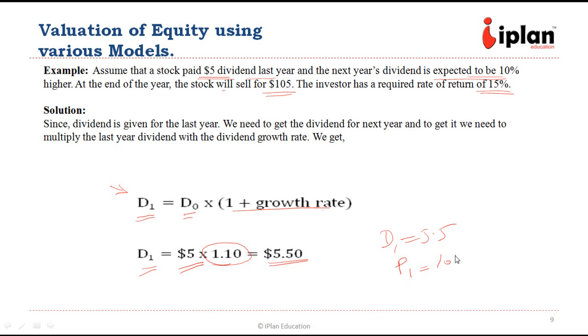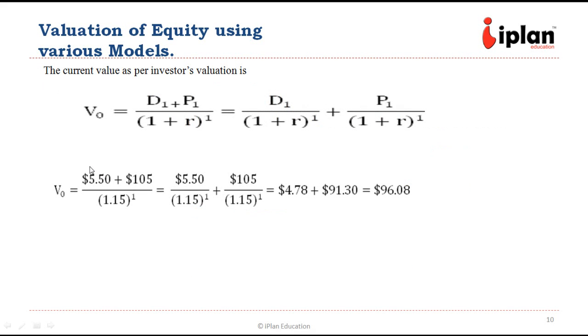The expected rate of return is 15%. So we already know the formula: V0 equals D1 plus P1 divided by 1 plus R. Here we have D1, P1, and the value of R. So we can calculate these values. It is $96.08. So if the price is greater than V0, suppose price is $100, then we can say it is overpriced. We should sell the stock.